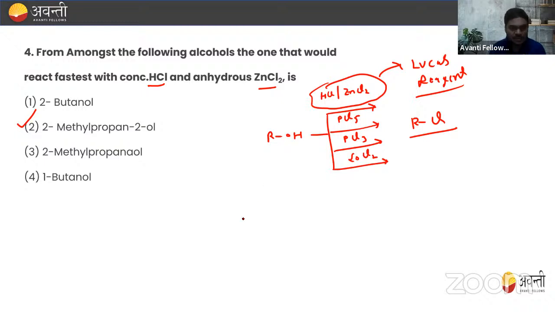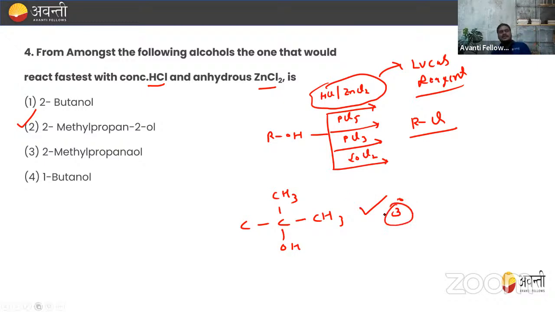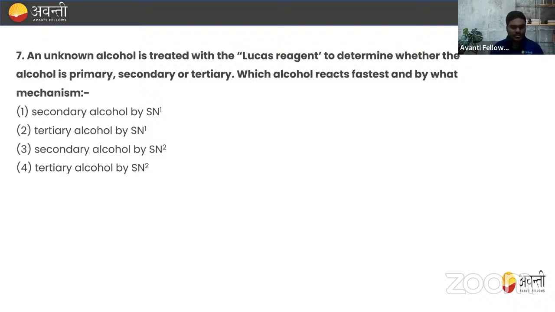So the tertiary alcohol. If you want to draw the structure of 2-methyl-2-propanol, how will you draw this? We have a C, here we have a CH3, also we have an OH, and this is CH3. So this is known as 2-methyl-2-propanol, right? This is a tertiary alcohol. Being a tertiary alcohol, its reactivity is very high, so it reacts fastest with concentrated HCl and anhydrous ZnCl2. Very good. Now move to the next question.